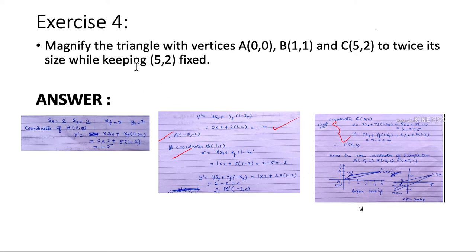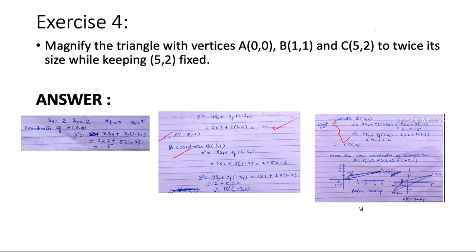So what happens if we have a fixed point? In this case, we have a triangle with these vertices, but I want the position of point C to be fixed, and then it must be scaled twice. So sx, sy is 2, 2, and our fixed point is 5, 2.